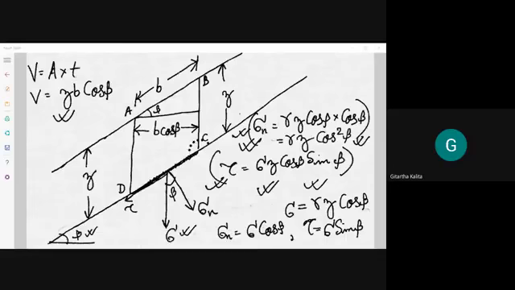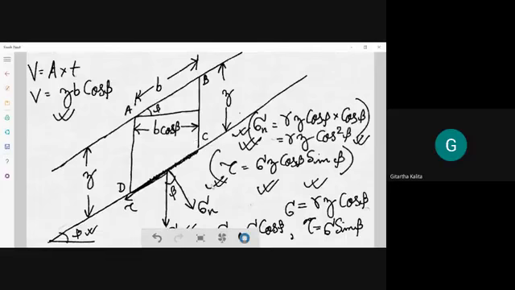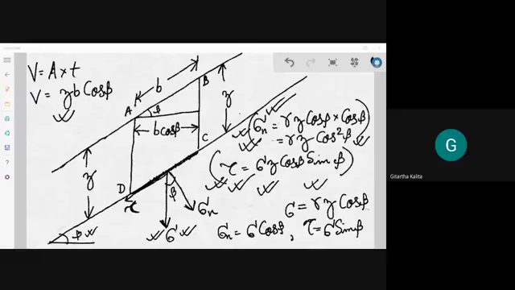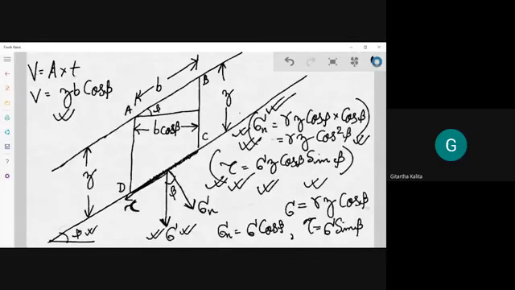Yesterday I told you that you should be very comfortable with these terms, mainly the normal stress, this shear stress, and the stress sigma. Sigma in the direction of vertical, and sigma normal, and the shear stress parallel to the plane. So you have to be comfortable with this. Now let us go to the further steps of the analysis.